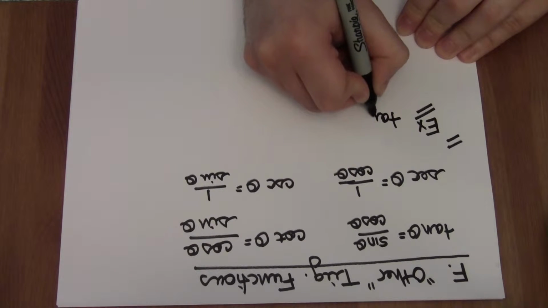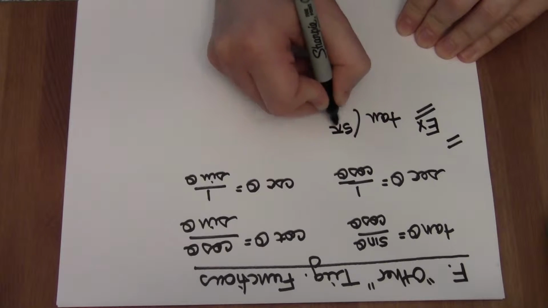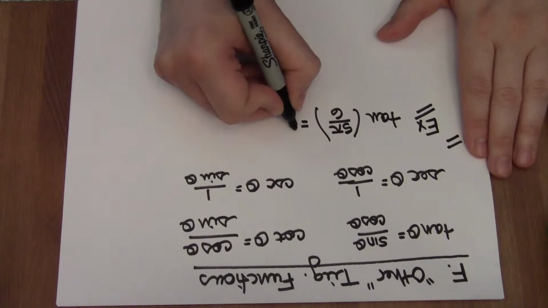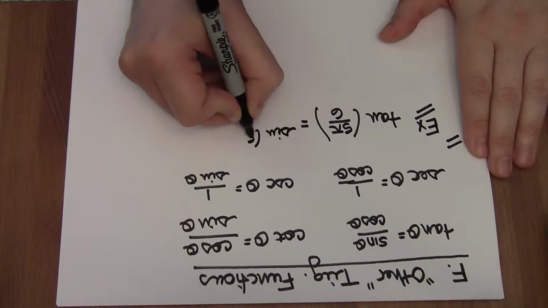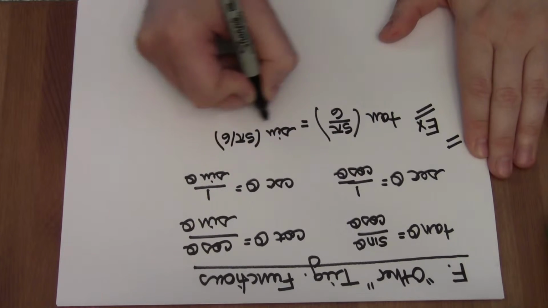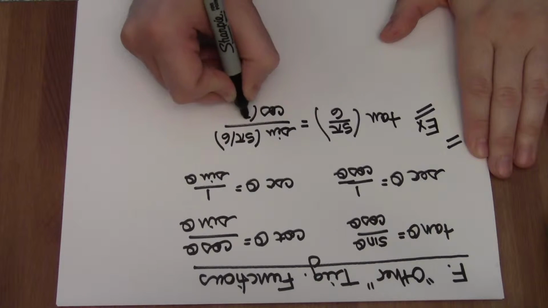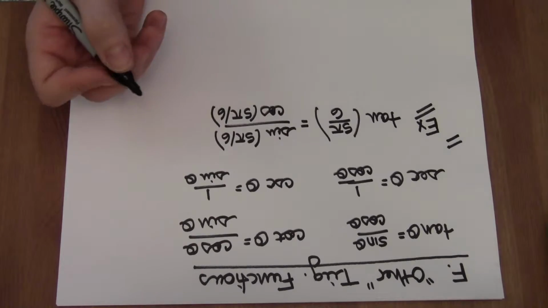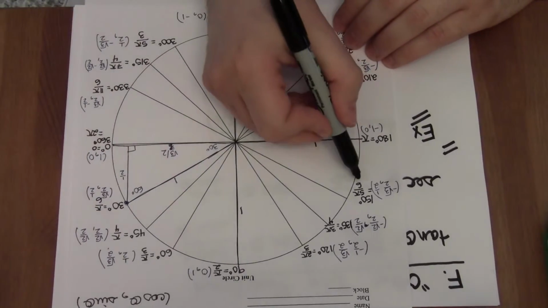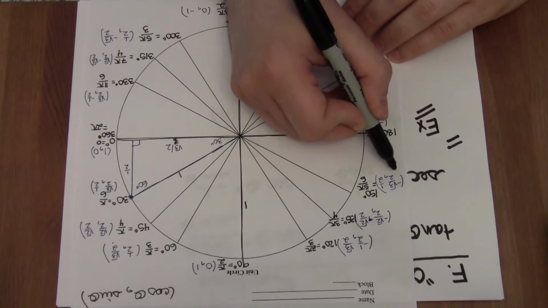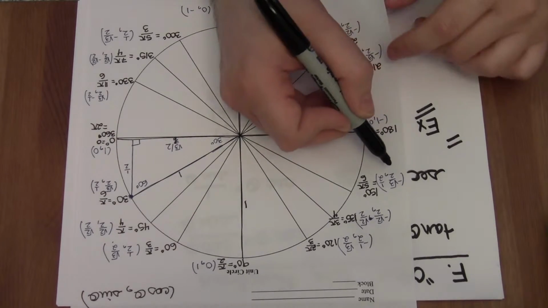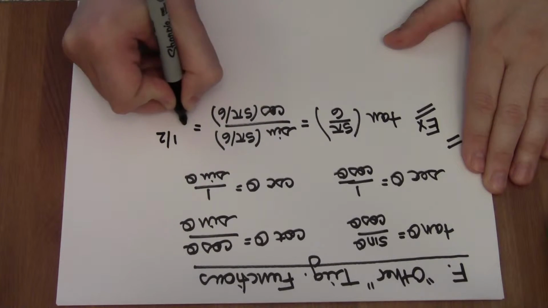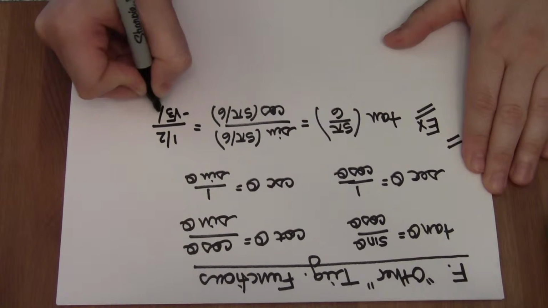First example, the tangent of 5 pi over 6. Well, the tangent is defined as the sine over the cosine. So I can say the sine of 5 pi over 6 divided by the cosine of 5 pi over 6. Now I go and look at my unit circle. At 5 pi over 6, my sine is 1/2, and my cosine is negative root 3 over 2. Therefore, my tangent should equal 1/2 over negative root 3 over 2.